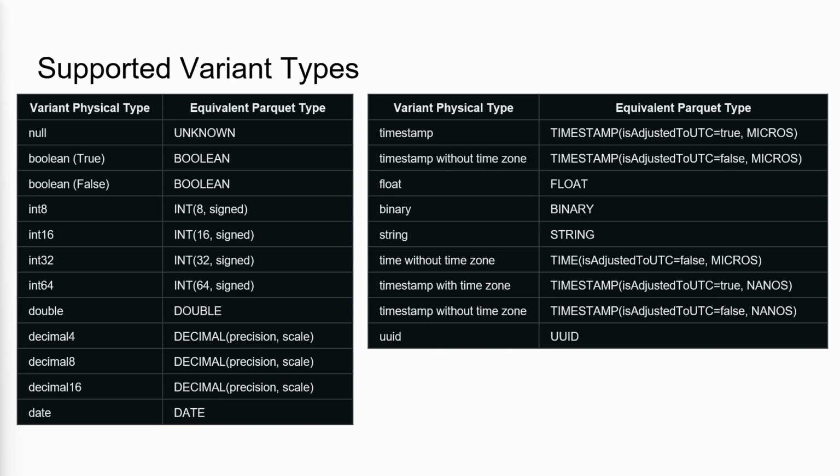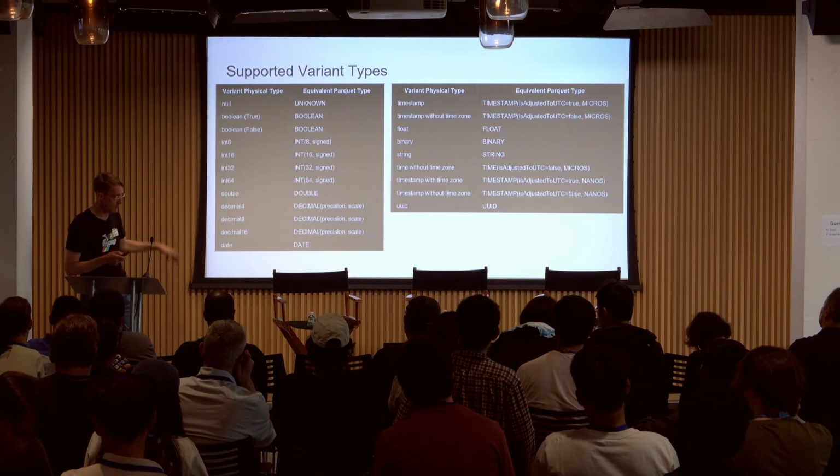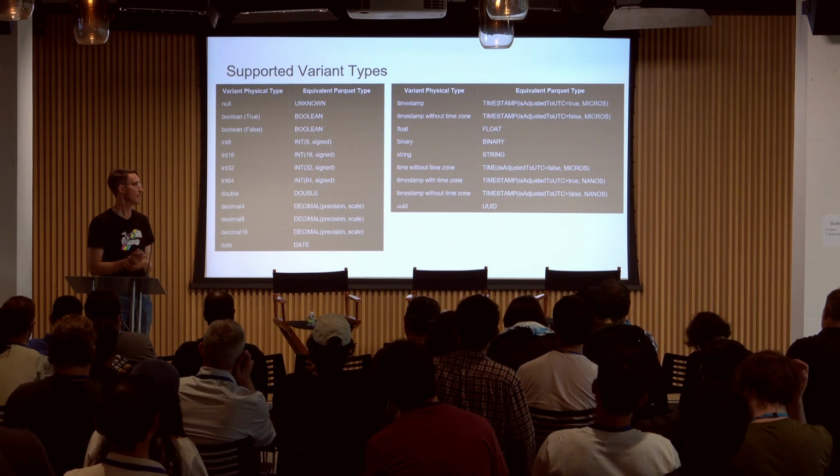The fields and subfields in variant are actually strongly typed, so it has proper integer types, proper floating point, and timestamps. All your favorite data types are in there. So the point is you can do more efficient structured processing on it.